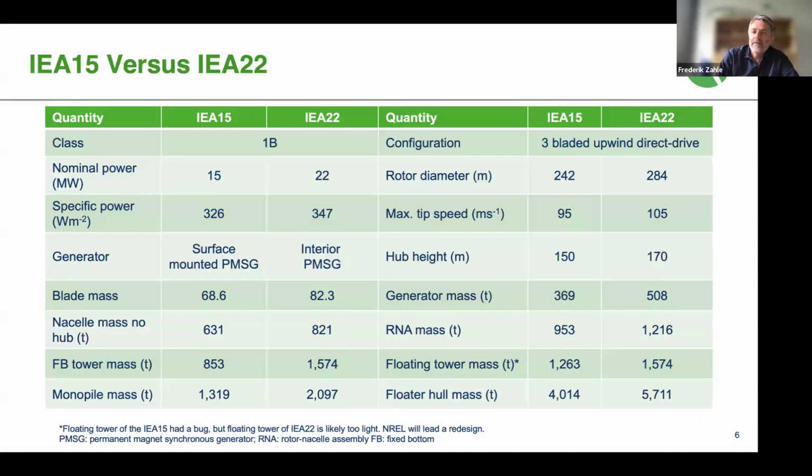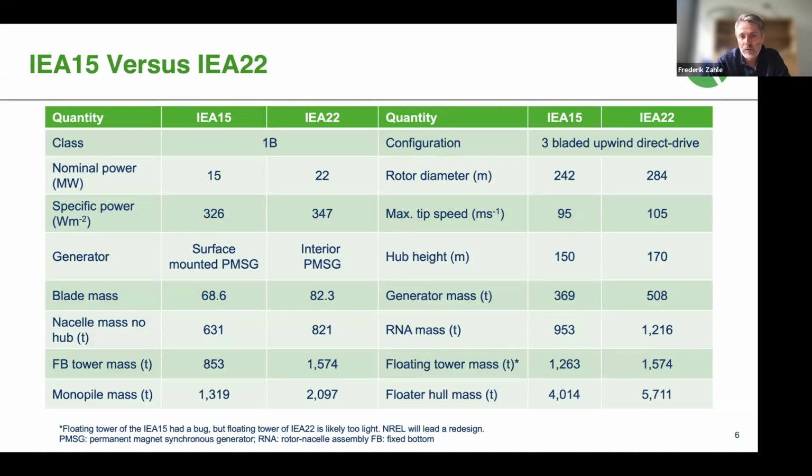So a high-level overview where it could make sense to look at, well, how does the 15 megawatt that was released some years back compare to this new 22 megawatt? We have, of course, increased the rotor diameter, but actually also increased slightly the specific power of the turbine. The 15 megawatt had a specific power of 326, and now we're a bit higher at 347. Another notable difference is also that the tip speed has been increased considerably to 105 meters per second compared to 95 meters per second for the previous turbine.